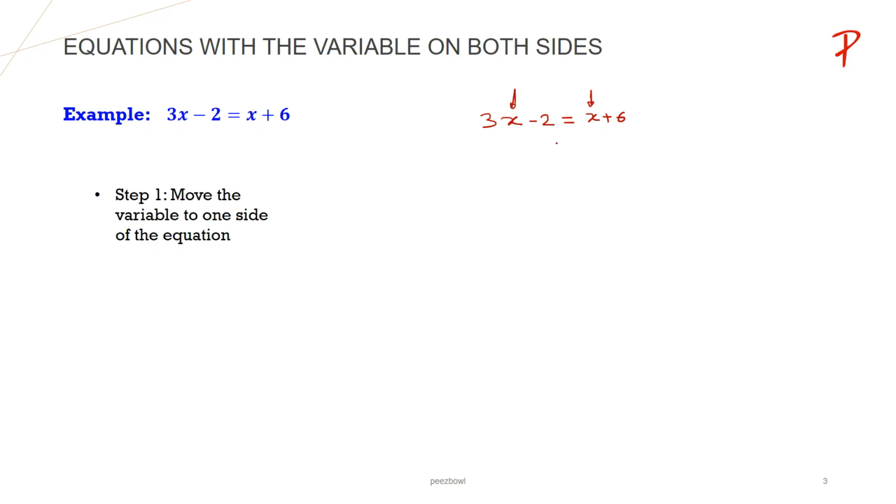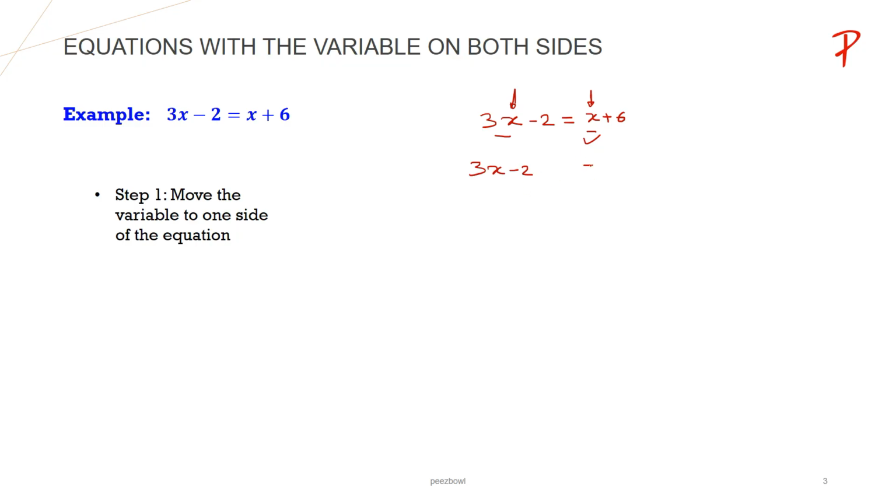On the left hand side we have 3x and on the right hand side we have x. Removing x from right hand side is simpler, right? So let us remove variable x from right hand side. To remove x from the right hand side, I will subtract x from both the sides of the equation. Let us see how we do it.